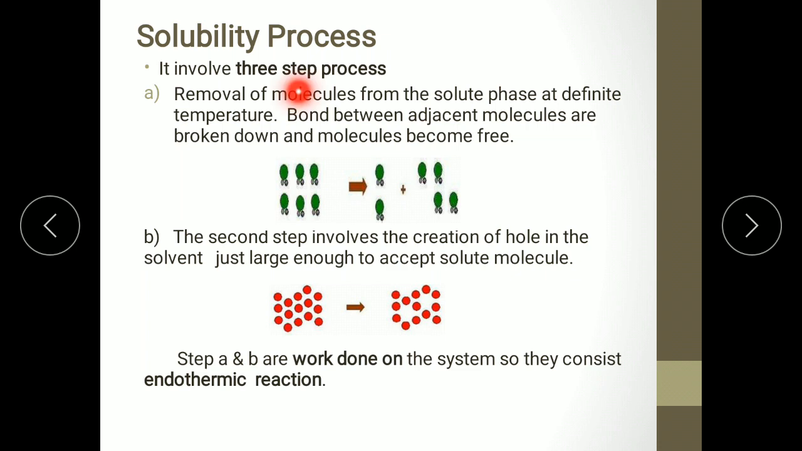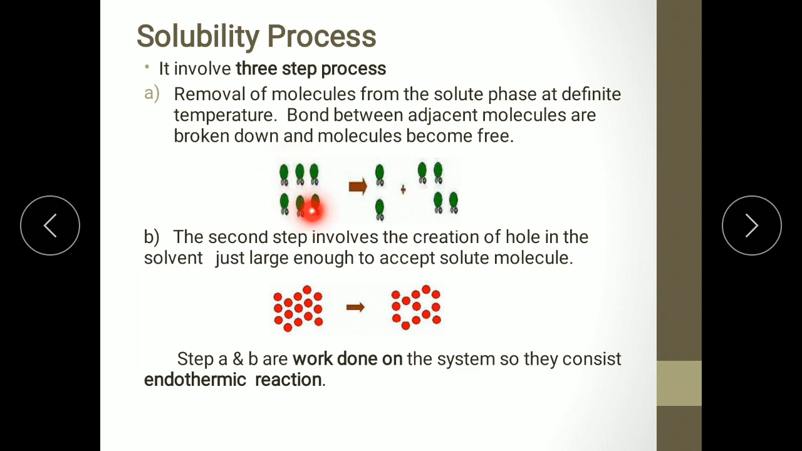After that, we have to see the solubility process, or how solute will interact with the solvent. In the solubility process, there are 3 steps. In the first step, what happens? Removal of molecules from the solute phase at a definite temperature. Bonds between adjacent molecules are broken down and molecules become free.